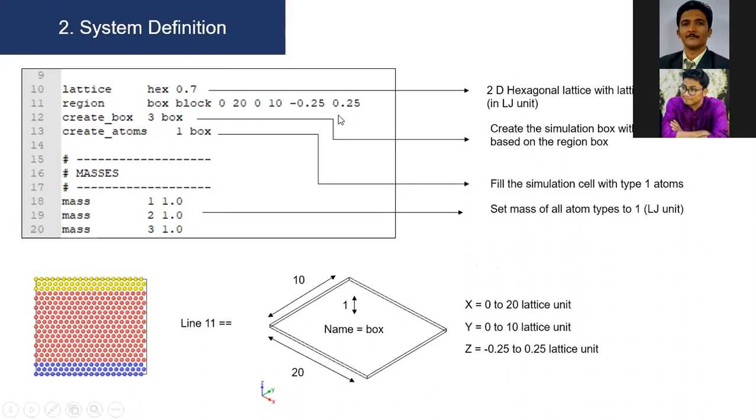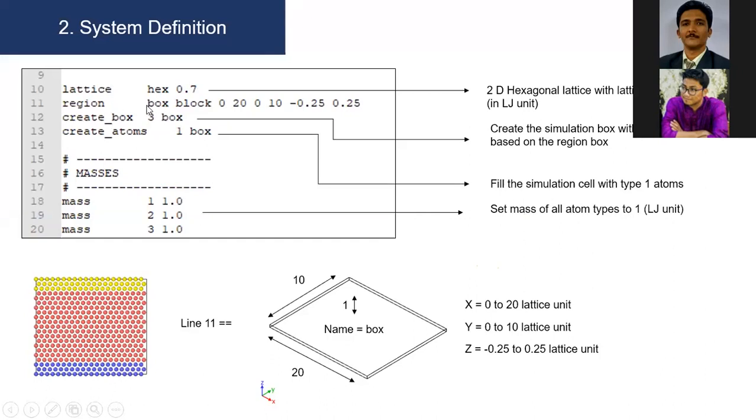So I've defined the region, and now the next part is the create box command, create box 3 box. So I'm creating multiple boxes in that box region. Remember, after the command syntax, the first argument is usually the name. So I'm defining a name, box, which is the name of the region, and I'm creating 3 boxes in that box region.